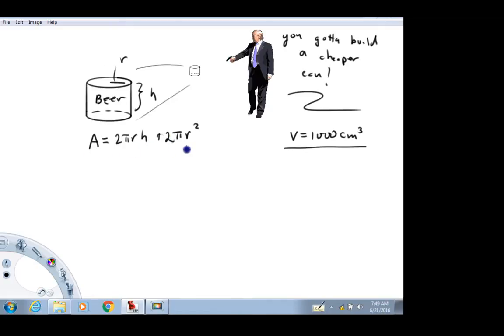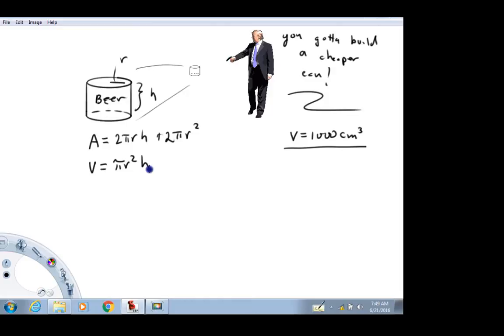Before doing so, however, we're going to have to get this down to one variable. Right now it's a two-variable problem. We don't know r, we don't know h. That's where we can use some facts from the problem. In this case, the can has to hold 1,000 cubic centimeters. The volume of the can is equal to pi r squared times h.